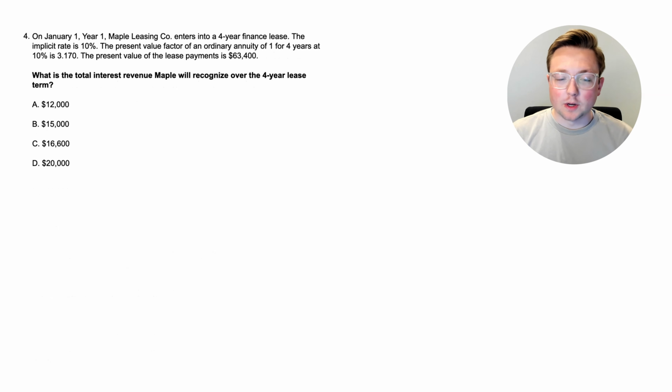All right, here we are at question 4. What is the total interest revenue Maple will recognize over the 4-year lease term? Let's go to the top. On January 1st, year 1, Maple Leasing Co. enters into a 4-year finance lease. The implicit rate is 10%. The present value factor of an ordinary annuity of 1 for 4 years at 10% is 3.170.